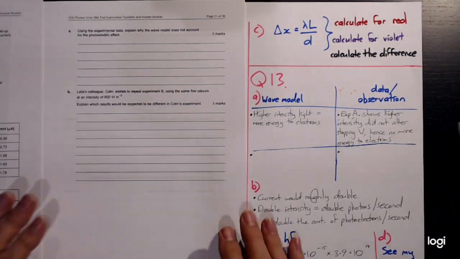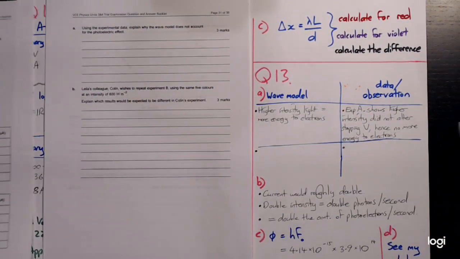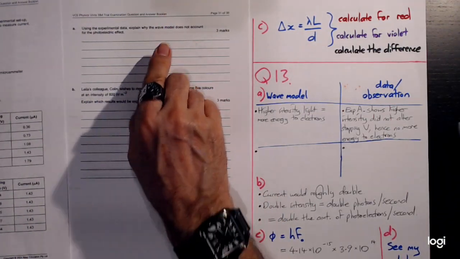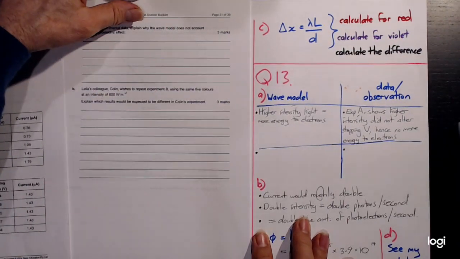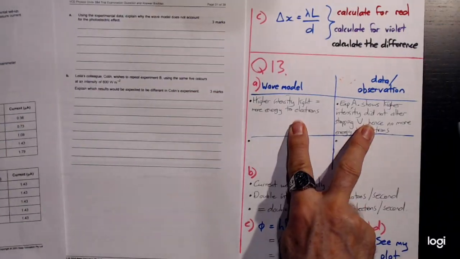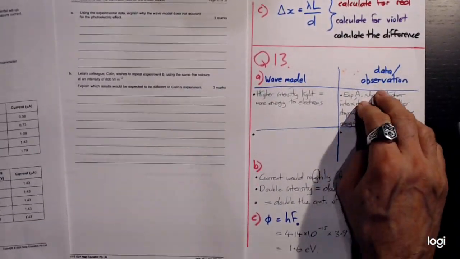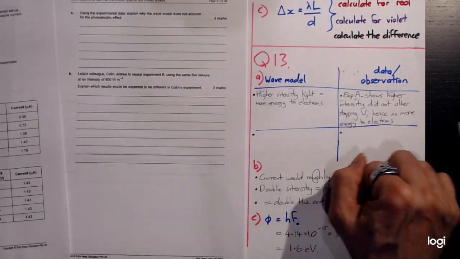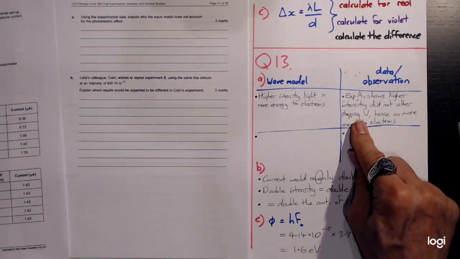Okay, here you go. Using the experimental data. So you have to use the experimental data. Explain why the wave model does not account for the photoelectric effect. Okay, best way to do this is with this, right? There's the wave model, there's the observation, and this is where you use experimental data. I quote some figures if you want to, but just as long as you refer to one of the tables or one of the experiments, that is using the experimental data.